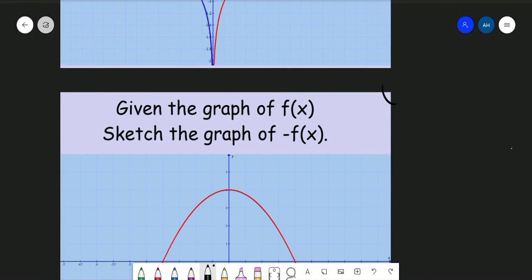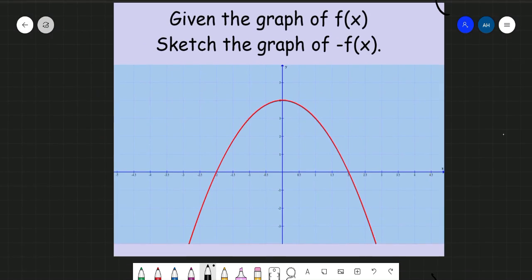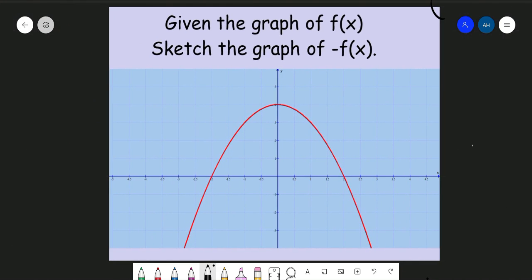Now let's do this question here. Very interesting question. Given that this graph is the graph of f(x), now we are asked to sketch the graph of negative f(x). I hope you still remember what happens if we multiply by -1 outside, like this, negative of f(x). What happens to the graph? Yes, it will be reflected about the x-axis. Let me write it down. Reflect about the x-axis.